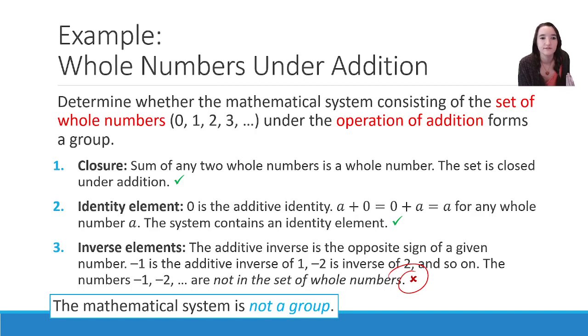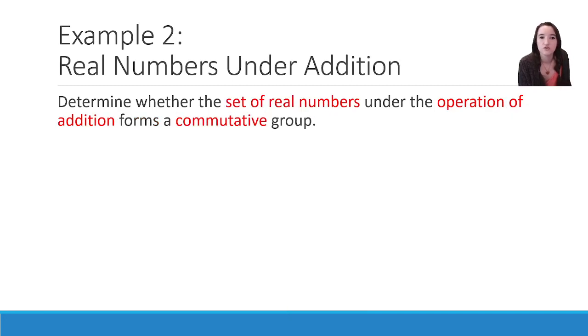All right, let's try another one. So let's look at the real numbers under addition. Real numbers, remember, those are all the numbers, negative, positive, fractions, square roots, pi, all of those numbers, basically all the numbers we've talked about except for anything involving i, if you know what that is.